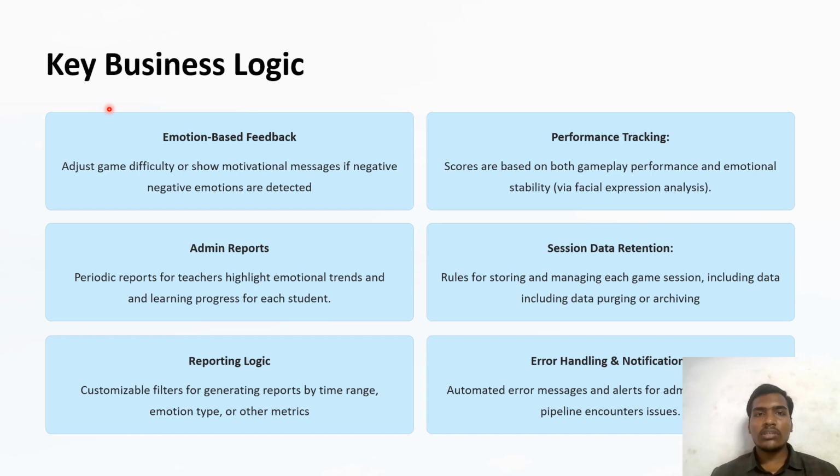Here are some key business logic points of our project. Emotion-based feedback: adjust the game difficulty or show motivational messages if negative emotions are detected. And performance tracking: scores are based on both the gameplay performance and emotional stability, that is via facial expression analysis. And admin reports: periodic reports for teachers highlight emotional trends and learning progress for each student.